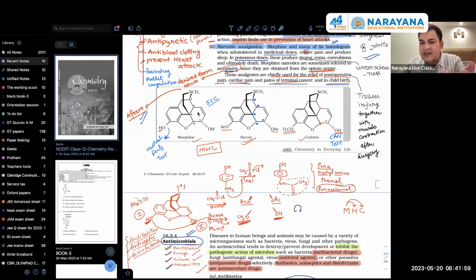They will never ask the structure like this actually. They will simply give a structure and ask you just to identify it. So the basic structures are the same. We have changes here only. Here we have a phenolic OH.